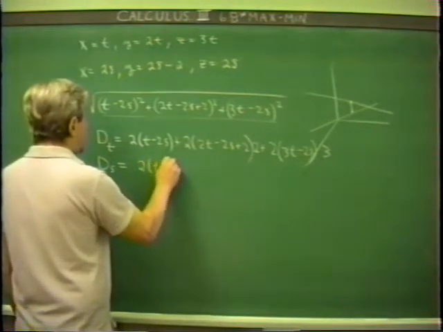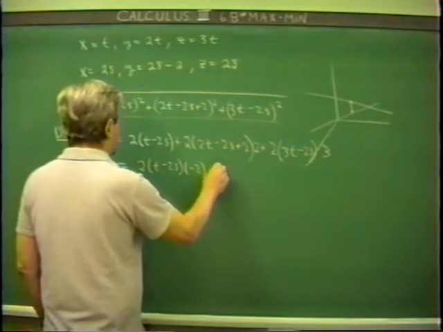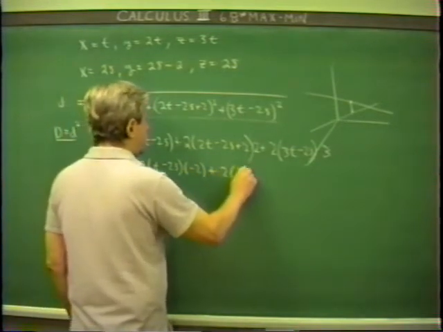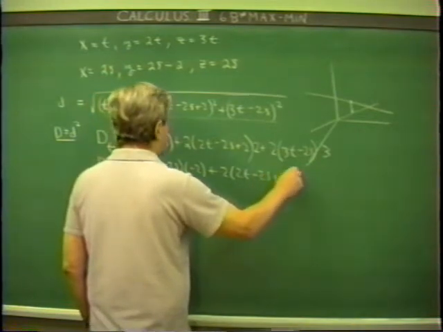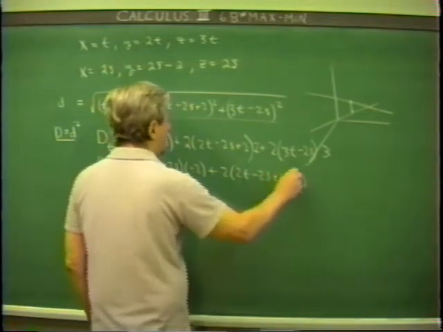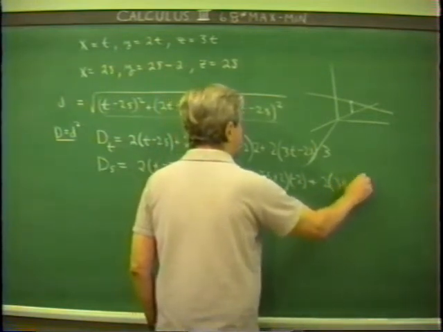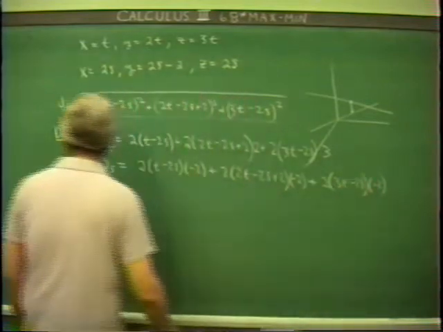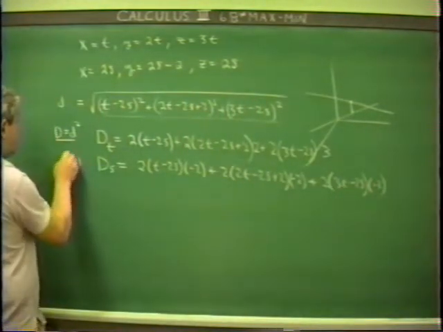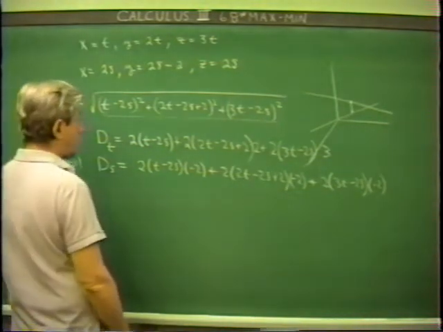Okay, the partial with respect to s is going to be 2 times t minus 2s to the first times minus 2, plus 2 times 2t minus 2s plus 2 to the first times minus 2, plus 2 times 3t minus 2s to the first times minus 2. We want to know when these are equal to 0.